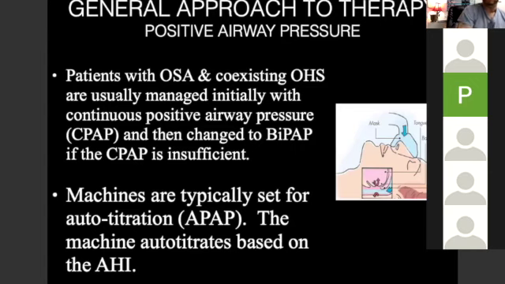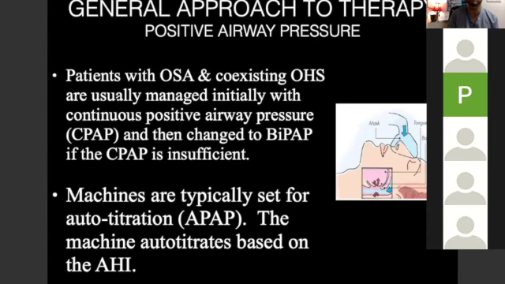So positive airway pressure. Patients with OSA and coexisting OHS are usually managed initially with continuous positive airway pressure. So most people get put on CPAP, and once they fail it, they'll get put on BiPAP. So CPAP is usually the starting point. Machines are typically set for an auto titration. The old machines, the patient would be like, oh, I tried CPAP 10 years ago. I hated it. It was too much air. And that was because machines were set to a number, like 15. And it might be too much for the patients.